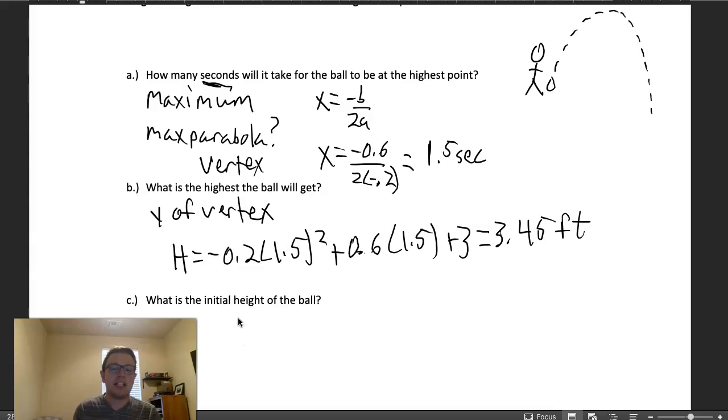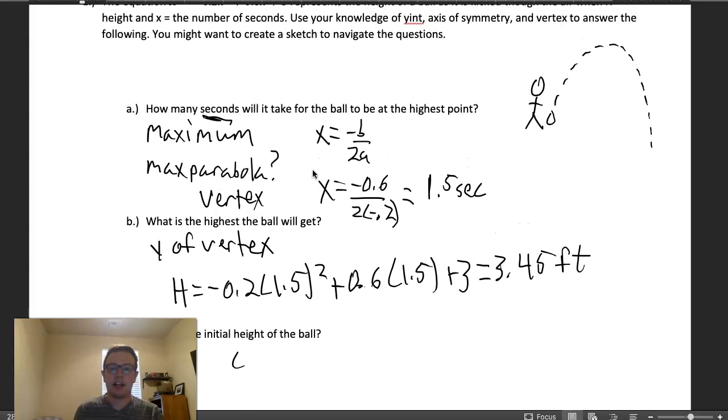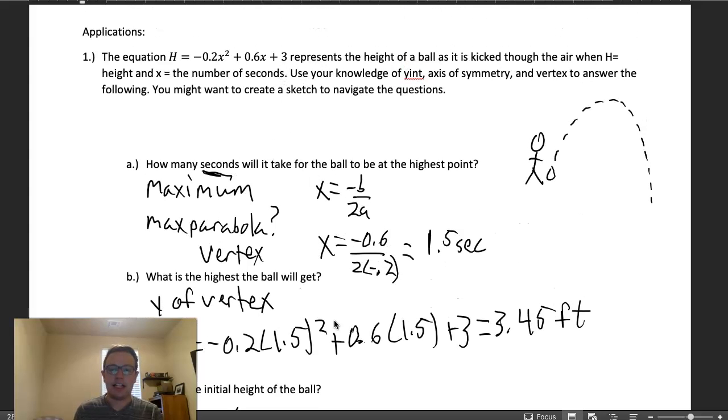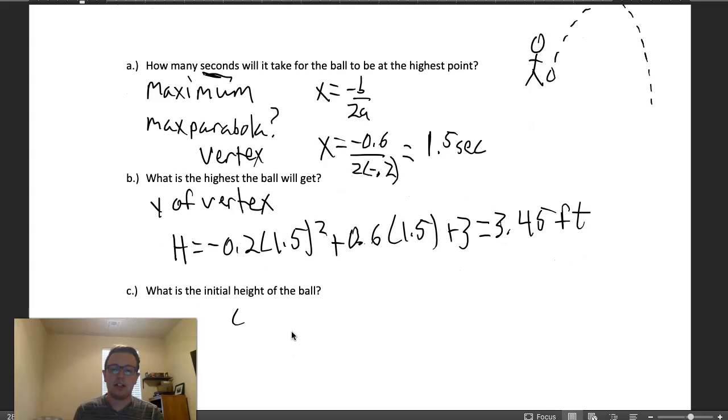And finally, what's the initial height of the ball? Well, the initial height is just c, meaning that we can say that the initial height was, if we go back up to our equation, 3. Our initial height was 3 feet.